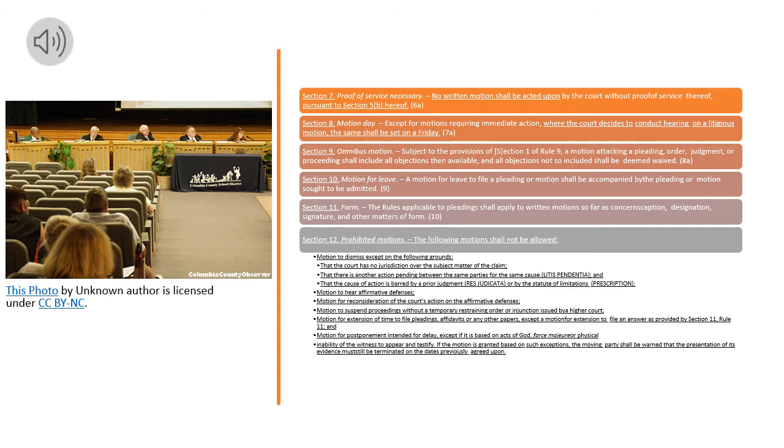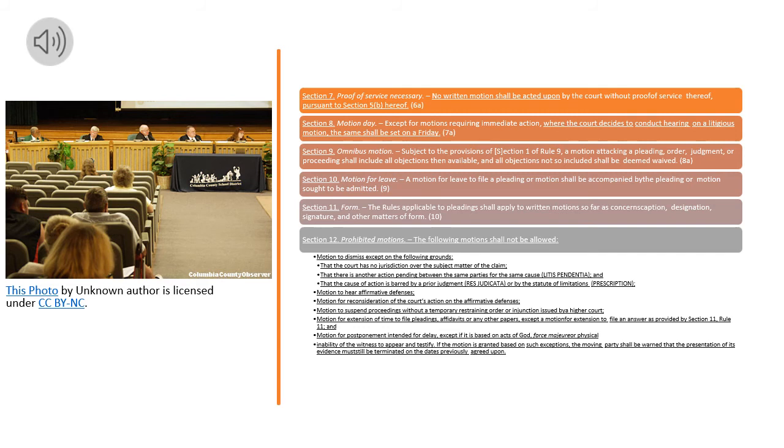Section 12. Prohibited motions. The following motions shall not be allowed. Motion to dismiss except on the following grounds: that the court has no jurisdiction over the subject matter of the claim, that there is another action pending between the same parties for the same cause, litis pendentia, and that the cause of action is barred by a prior judgment, res judicata, or by the statute of limitations, prescription. Motion to hear affirmative defenses. Motion for reconsideration of the court's action on the affirmative defenses. Motion to suspend proceedings without a temporary restraining order or injunction issued by a higher court.